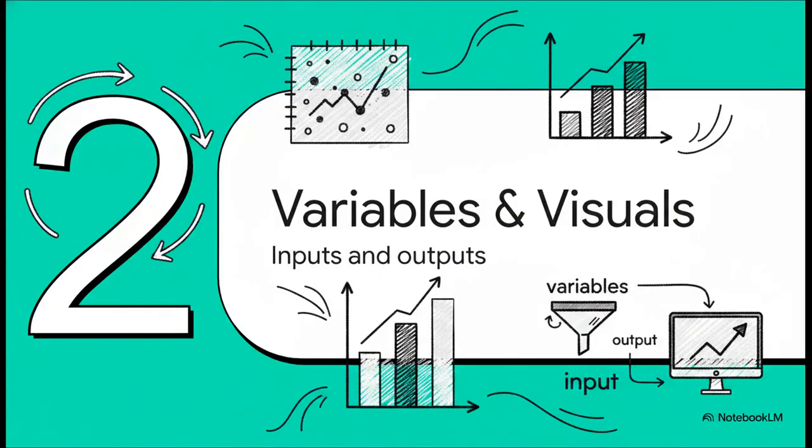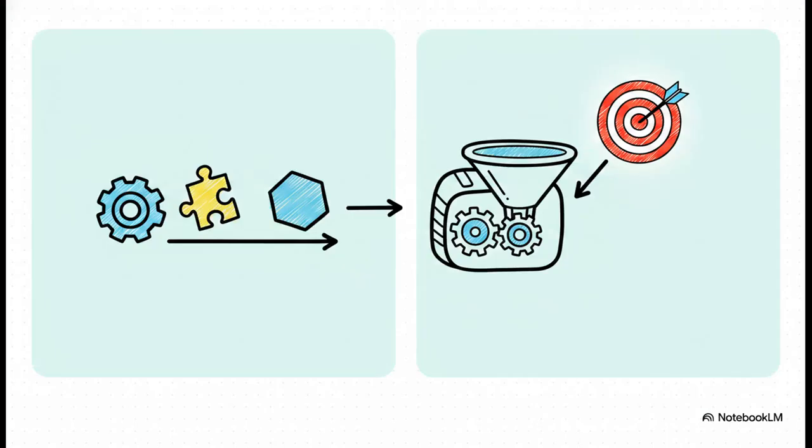Section 2. Variables and visuals. Inputs, outputs, and scatterplots. All right, in any regression model, you're always dealing with inputs and outputs. The independent variables, which are plotted on the x-axis, are our inputs or predictors. These are the things we actually know, measure, or control. On the flip side, we have the dependent variable, which goes on the y-axis. This is our output or our target. It is literally the exact metric we are trying to predict or explain.